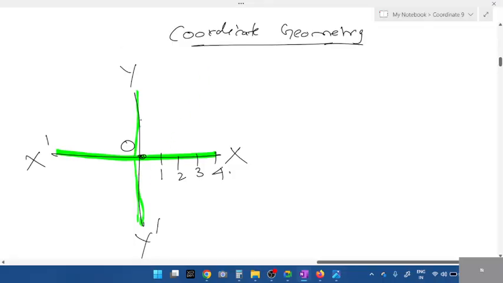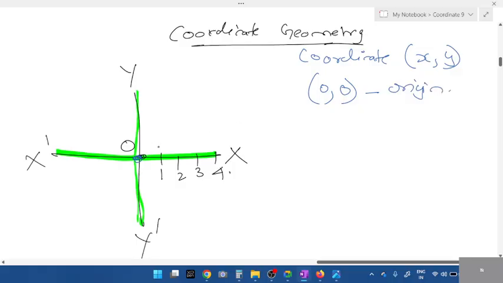Then the center is origin, students. At origin, what will be the value of the coordinate? It is always 0, comma 0. What do you mean by coordinate? Coordinate is the position of x and y. Any point you have to find, the coordinate is x and y. That is 0, comma 0 for origin. Next, when it comes on the axis, the green lines, -1, -2, -3.